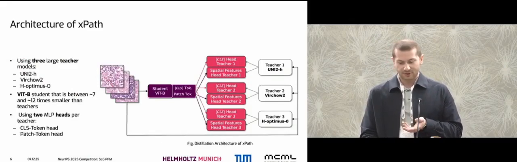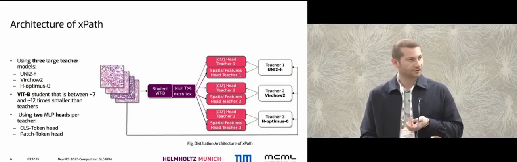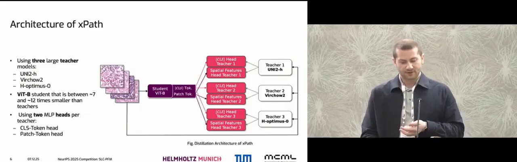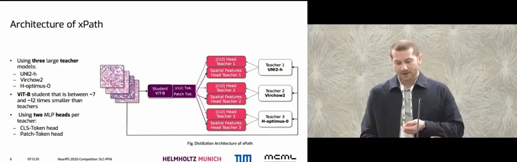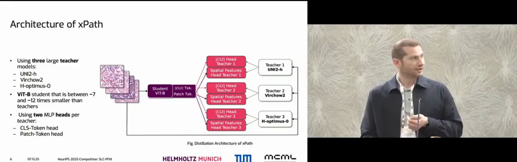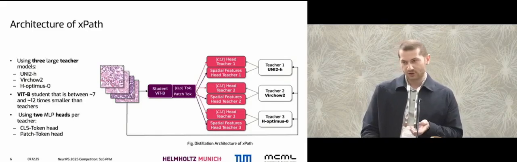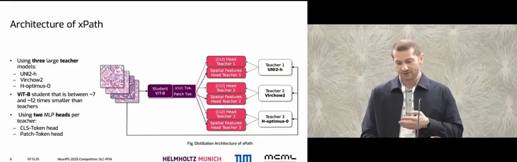And our architecture for XPath looks as follows. We are using 3 large teacher models, namely UNI2-h, Virchow2, and H-Optimus-0, since they are very highly ranked and also quite new. And our student model is a vision transformer base that is between 7 and 12 times smaller than the teacher models. And since all of them are vision transformers, we attach 2 MLP heads per teacher. One head that matches the CLS token, which holds a global representation, and one head that forwards all the patch tokens, which have the spatial features.